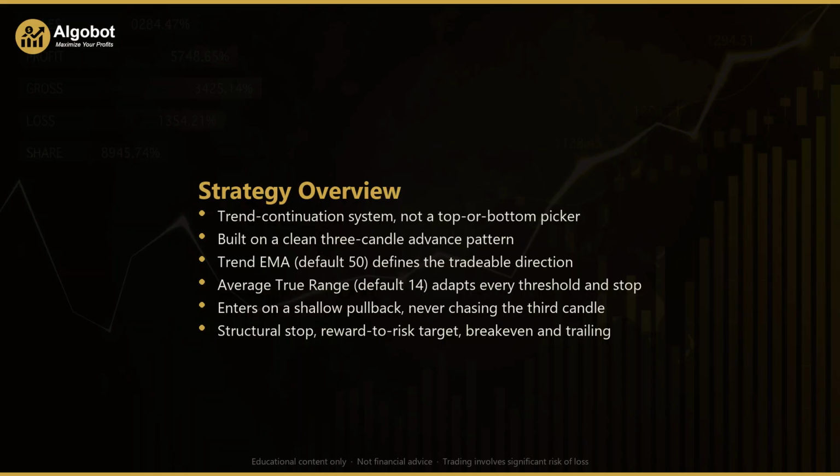This approach is designed with patience and controlled risk in mind. Every setup must be significant relative to volatility, but not overextended from the average, so there is still room to run and space for a tight stop. The pullback must stay shallow, and the structural stop sits just beyond the pullback extreme. If the implied risk is too wide, the setup is simply skipped.